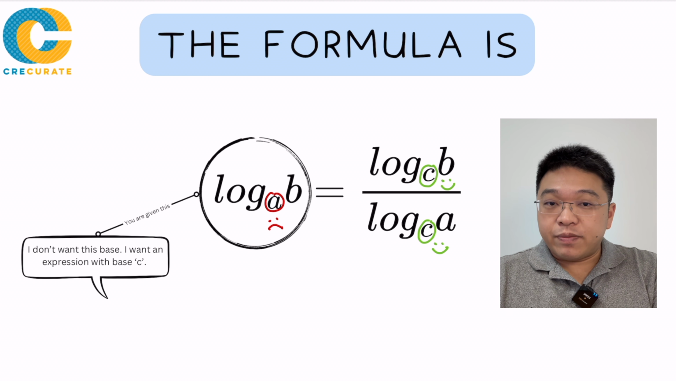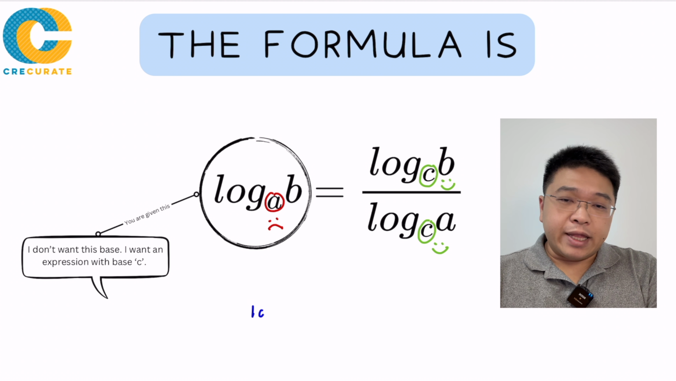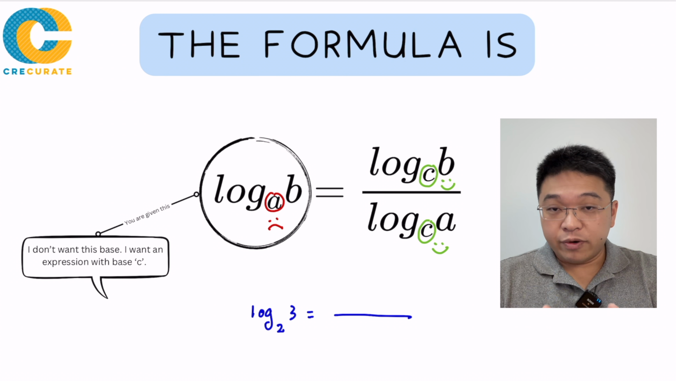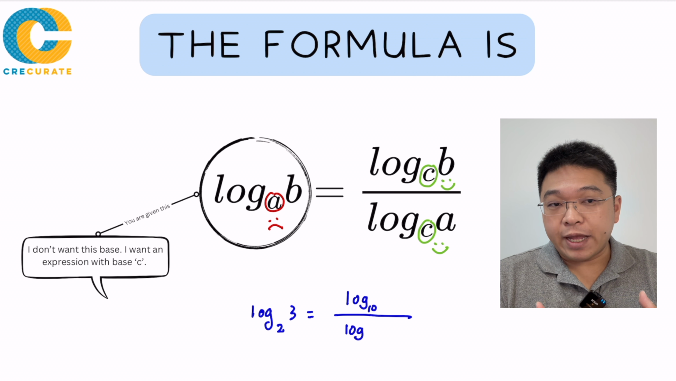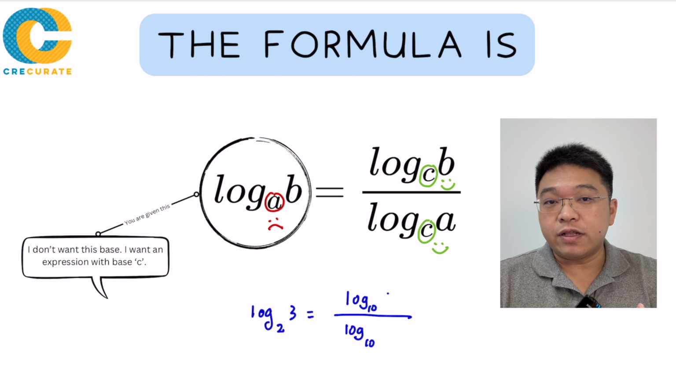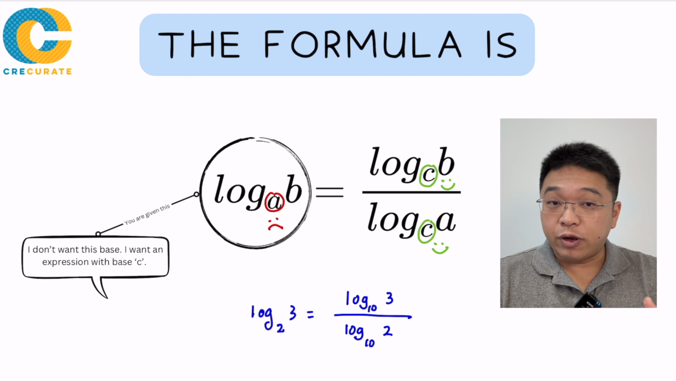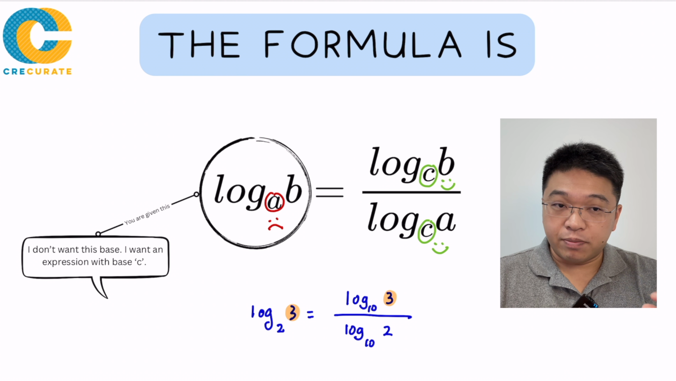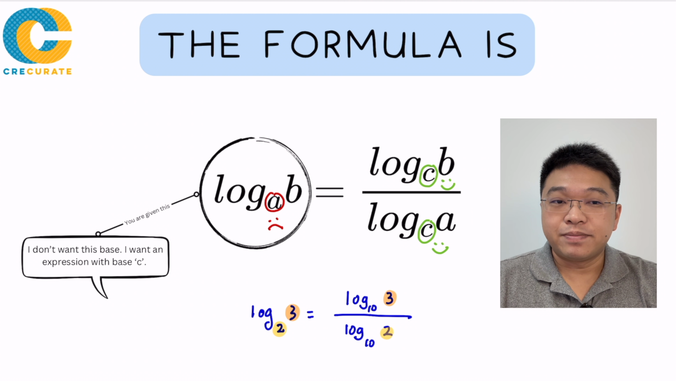An example will be if I have log base 2 of 3, and I'm interested in a common log, like log base 10. So in the numerator, it will be log base 10, in the denominator, it will be log base 10 as well. And what happens is, it will be log base 10 of 3 over log base 10 of 2. How do I remember it? The number goes to the numerator, the base goes to the bottom, the denominator.